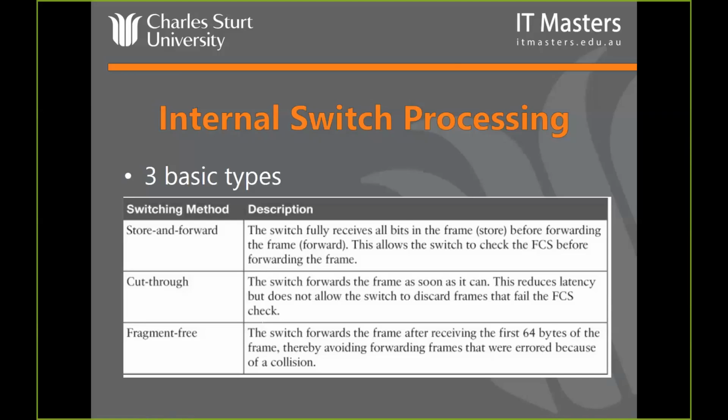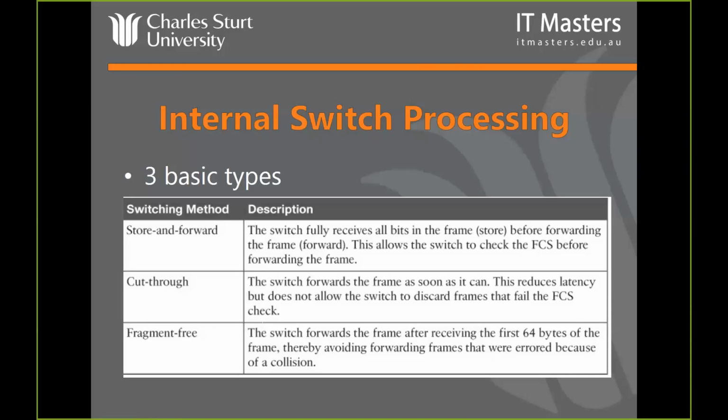switch perspective. We then have cut-through switching, where the switch basically forwards the frame as soon as it can, absolutely as soon as it can. And that delineation point is the destination address at layer 2. Because switches, remember, work at layer 2. So as soon as it sees the destination address, it starts to forward the frame out whatever port it needs to go to. So straight away, you can see much quicker than store and forward.